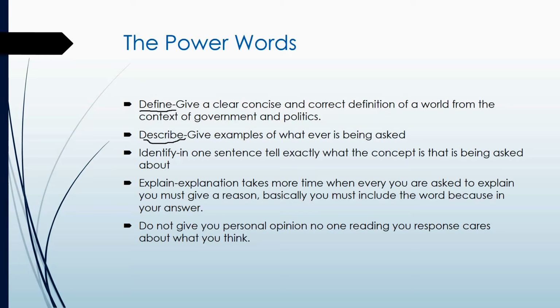If you're asked to describe, give examples of whatever is being asked. If they ask you to identify, give a 1-sentence, very precise and exacting response to whatever is being asked to be identified. Explain takes a little bit more time. When you're asked to explain, you need to identify or define, and then you need to always give a because. Why did this happen? Why is this connected? Remember, don't give your personal opinion. No one reading the essay really cares what you think.